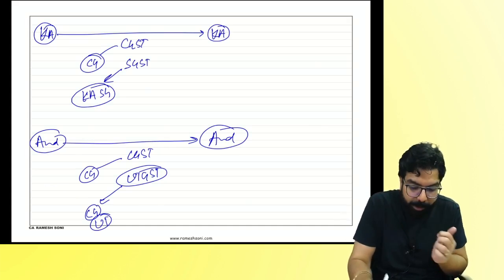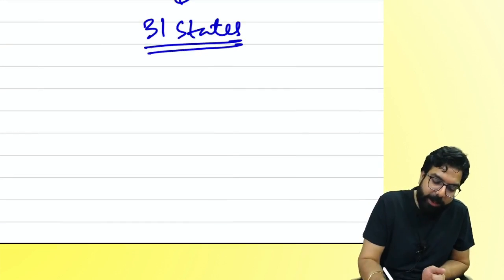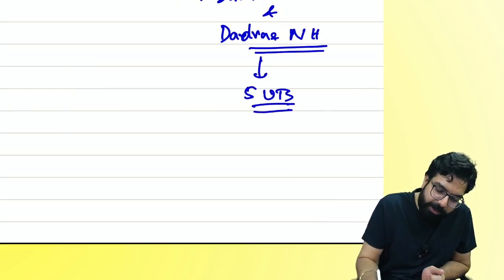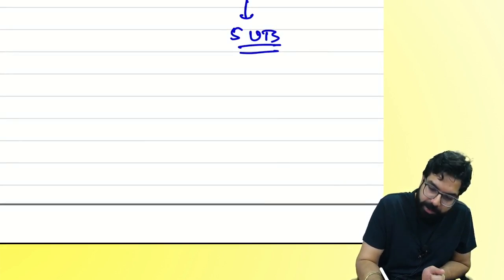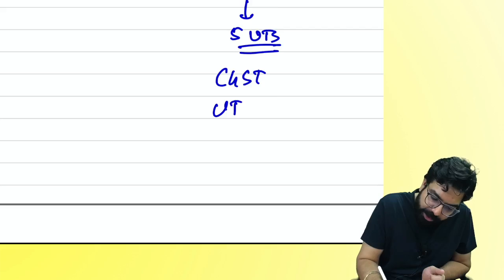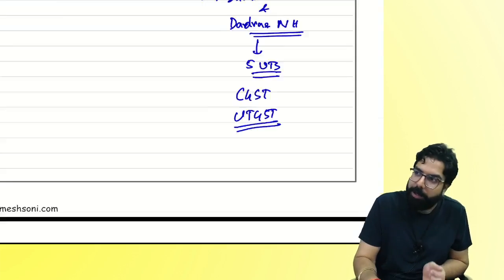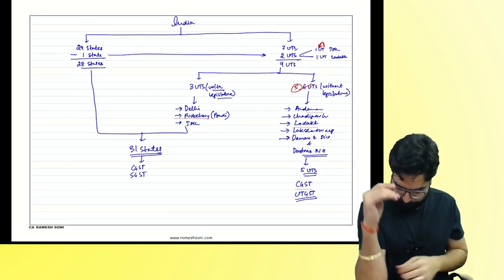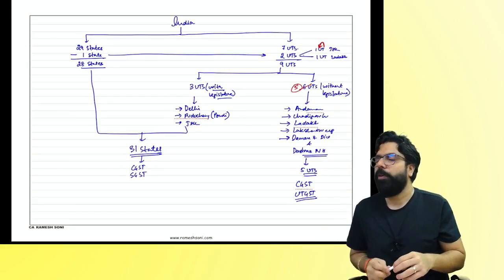That's why I'm telling you over here. Now tell me one thing. In a state, whenever a transaction happens, what will be charged? CGST and SGST. And in a UT, whenever a transaction happens, what will be charged? CGST and UTGST. Are we clear, everyone? 100% clear?